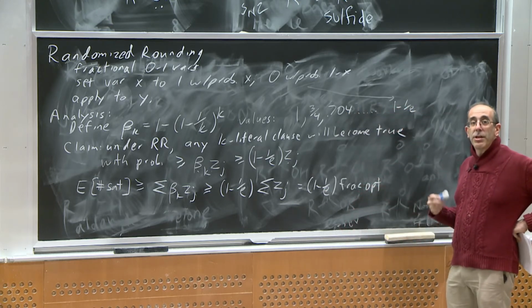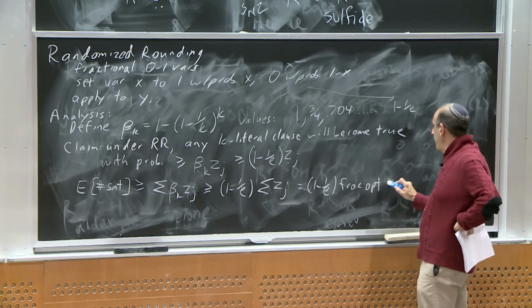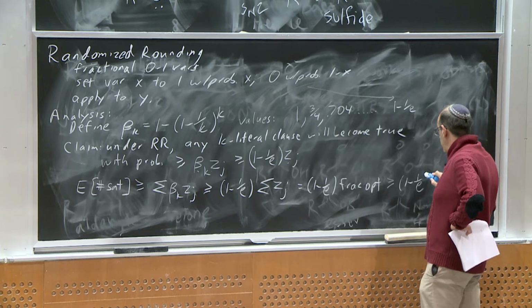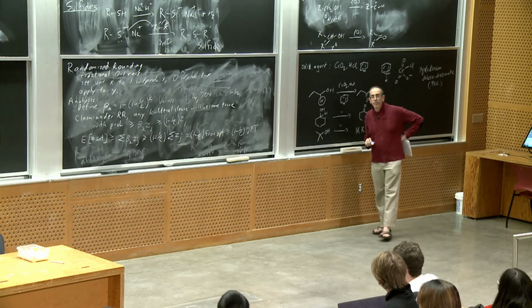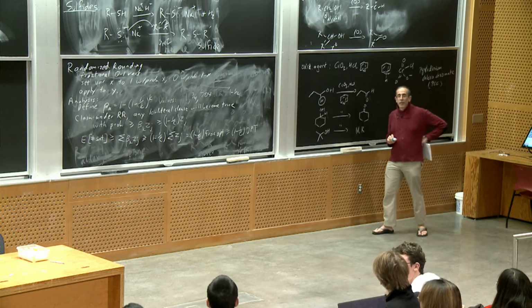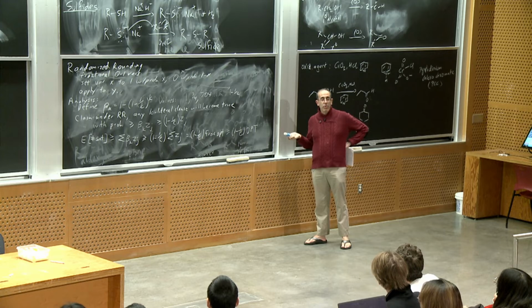Okay. But this is a relaxation, so the fractional optimum is better than the integer optimum. And so we get a 1 minus 1 over e approximation. Which is better than the 1/2 that we get through the naive approach.